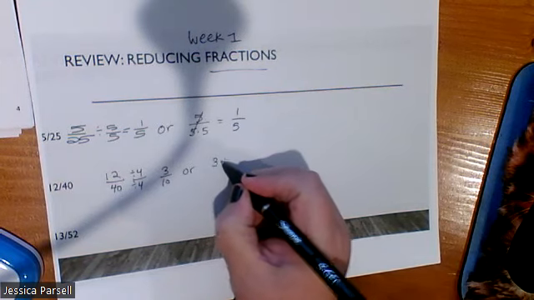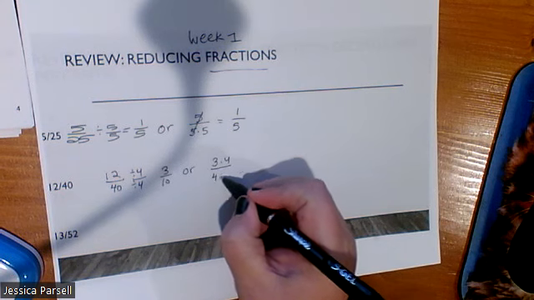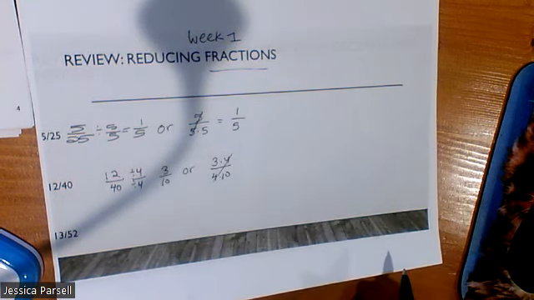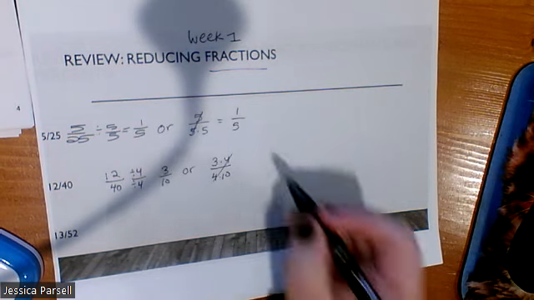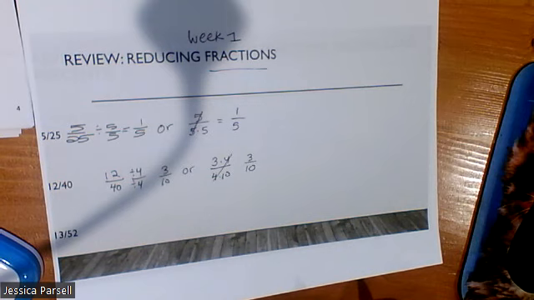So 12 could be written as 3 times 4. 40 could be written as 4 times 10. And then you could just cancel out those 4s and get 3/10. So hopefully you reduced 12 over 40 to 3/10. If not, take a peek at what I did here and see if this makes sense.